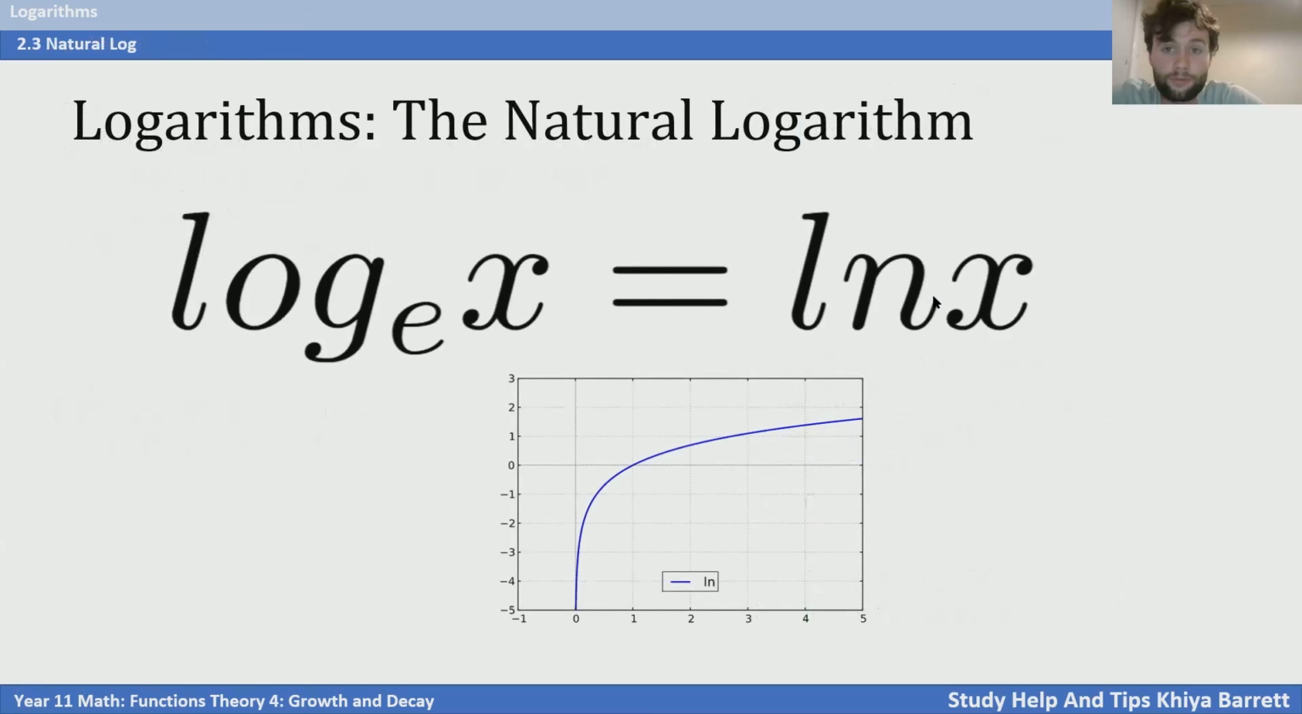Now, this is very important. We're going to talk about the natural logarithm. This is the most important logarithm because e is a very special number. When we get to calculus, you are going to figure out why e is important. But for now, we're just going to teach you that log base e of x is equal to ln x. So we've just simplified this term, log base e of x, and we're calling it ln x because you're going to use this a lot.